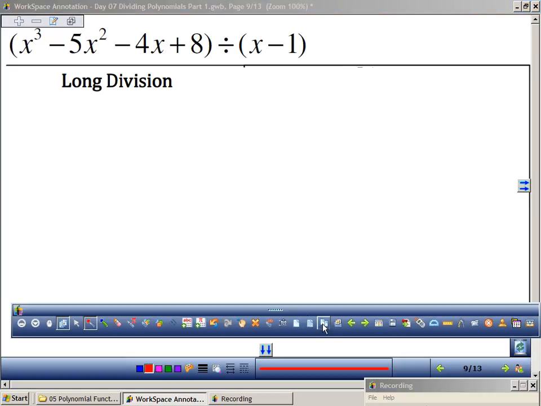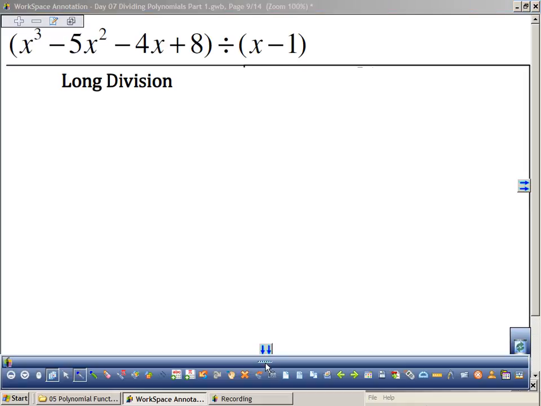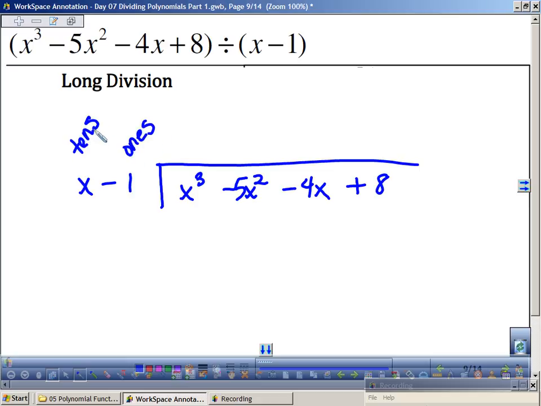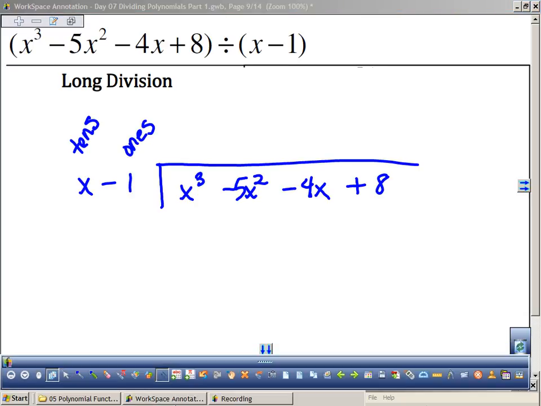Actually, I'm going to duplicate this page and then come back to it. Okay, so this is my dividend, my big number, right? So my big number goes inside my division sign. So it's x cubed minus 5x squared minus 4x plus 8. My divisor is my x minus 1, where this is my ones place and this is my tens place. This is my ones, my tens, my hundreds, my thousands. I'm going to make sure everything stays in the right column.